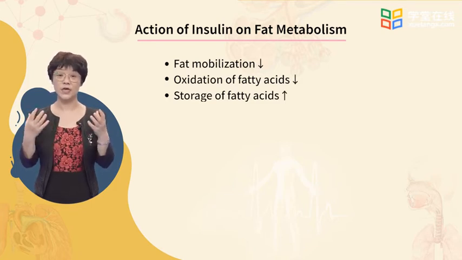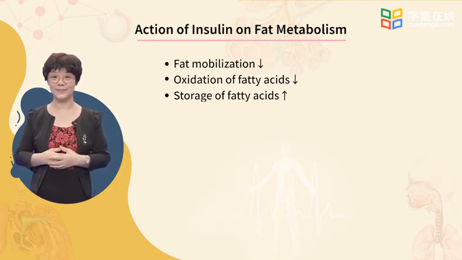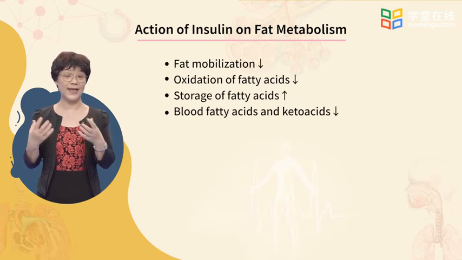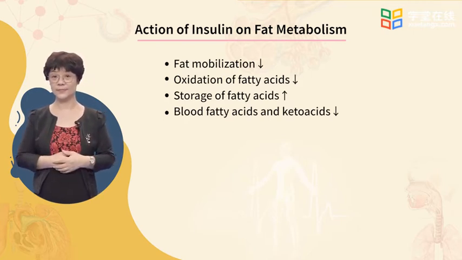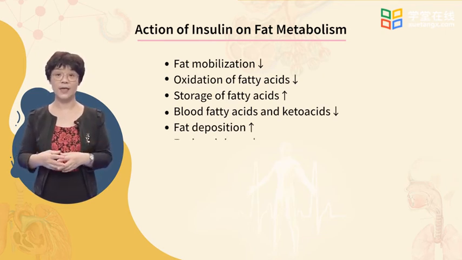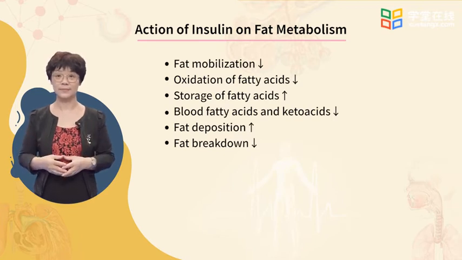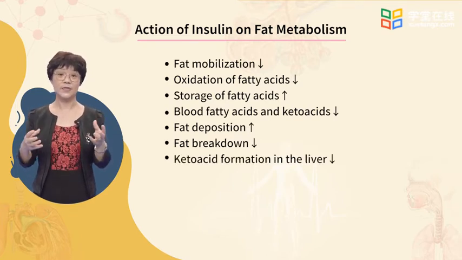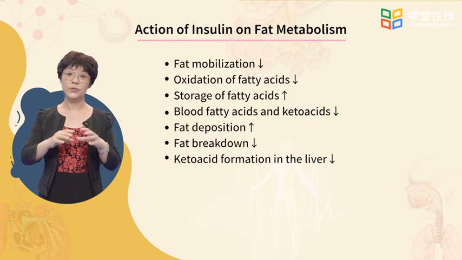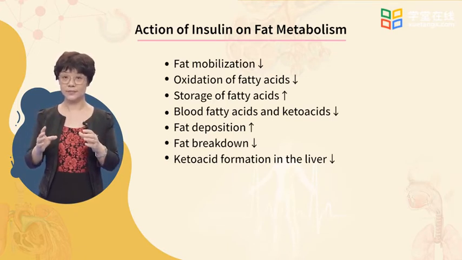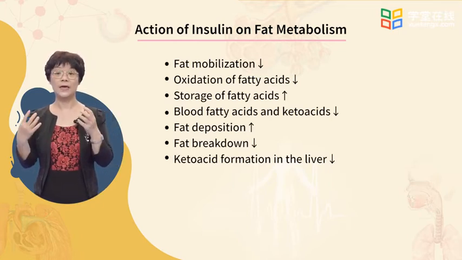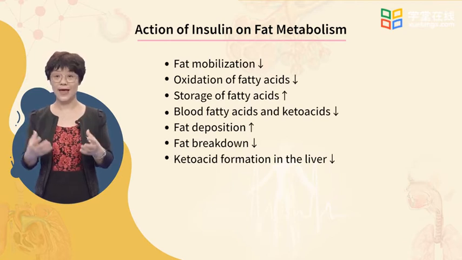concurrently to increase the storage of fatty acids. As a result, insulin decreases the circulating levels of fatty acids and keto acids. In adipose tissue, insulin stimulates fat deposition and inhibits fat breakdown. At the same time, insulin inhibits keto acid formation in the liver. Reduced fatty acid degradation means that less acetyl coenzyme A substrate will be available for the formation of keto acids.